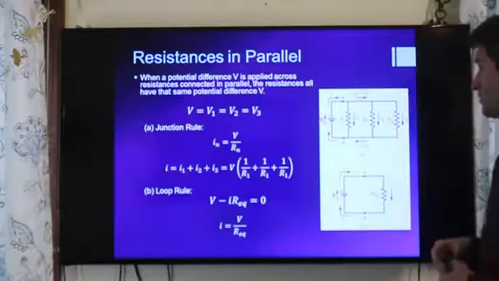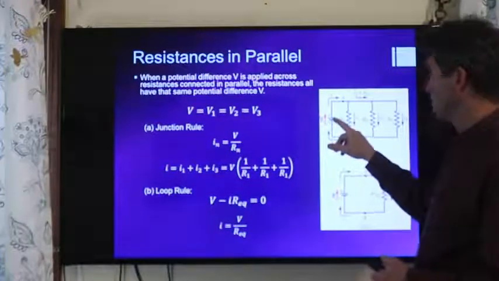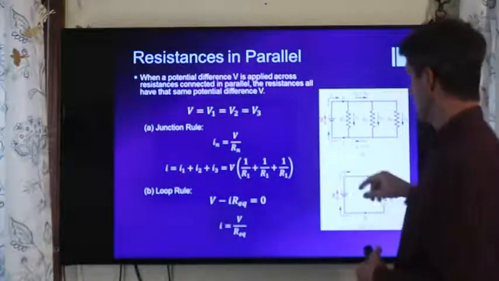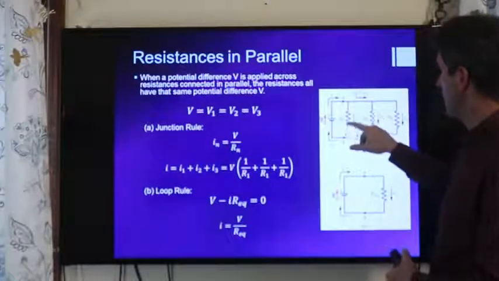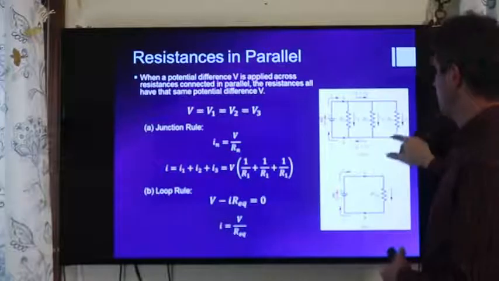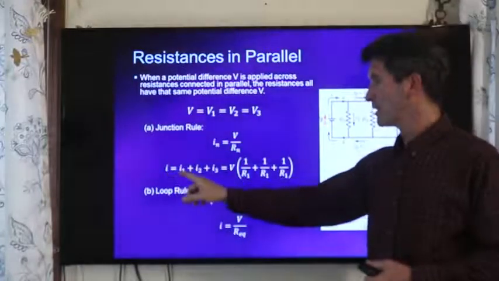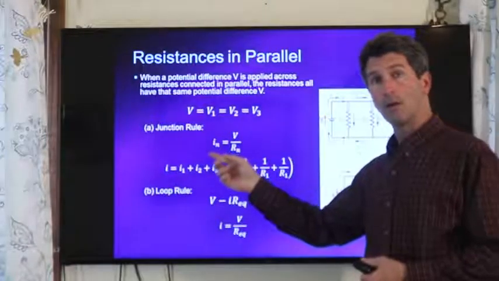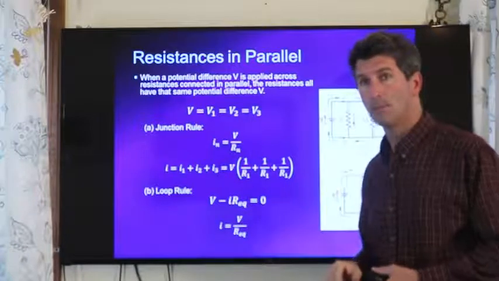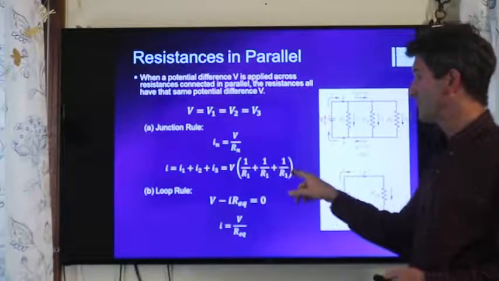If we now do the junction rule, the sum of the currents going into a junction is equal to the sum of the currents going out. So the current that goes to A branches off to I1, I2, I3. All right? So the total current is equal to I1 plus I2 plus I3. We know by Ohm's law, I is equal to V divided by R. Making that substitution there, we get this equation.